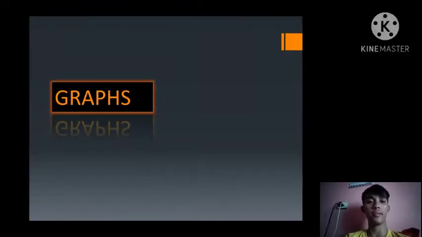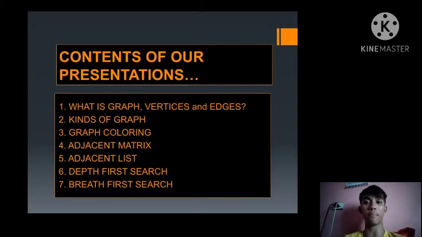Good day everyone. We are group 8 and our topic is all about graphs in algorithms. Before we start, here is the context of our presentation. First, what is a graph? Vertices and edges. Second, what are the kinds of graphs? Third, what is graph coloring? Fourth and fifth, adjacency matrix and adjacency list. And sixth and seventh are depth first and breadth first search.